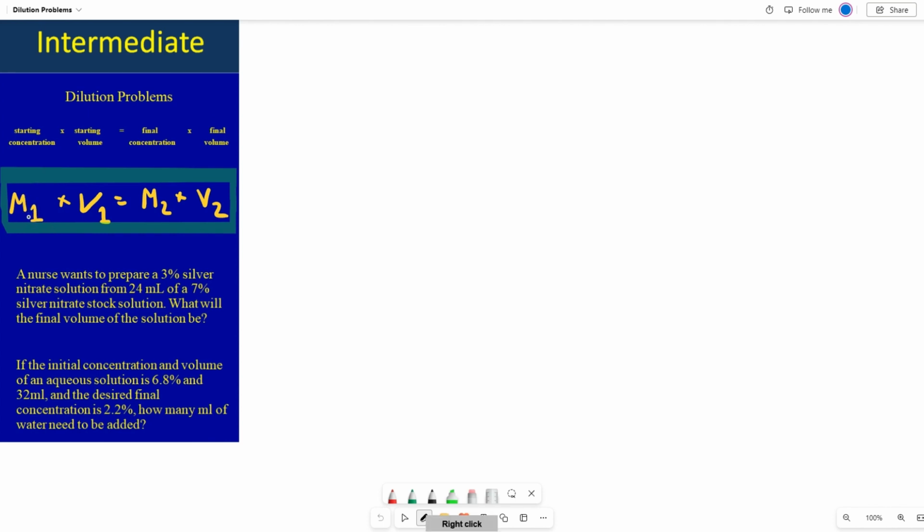M just means concentration. The concentrations can be in any units. It could be a molarity problem. It could be a percent problem. I'm going to do these examples here as percent problems. The volumes can also be in any units. You just have to make sure that all of the volumes that you're working with are the same, meaning you can't have your initial volume in milliliters and then solve for your final volume in liters. So you want to make sure that all the volumes that you're working with are in the same units. The same thing with the concentrations. If your starting concentration is a percent, your final concentration is going to be a percent. If your starting concentration is a molarity, then your final concentration has to be a molarity.